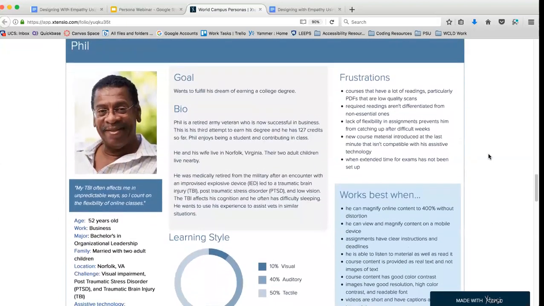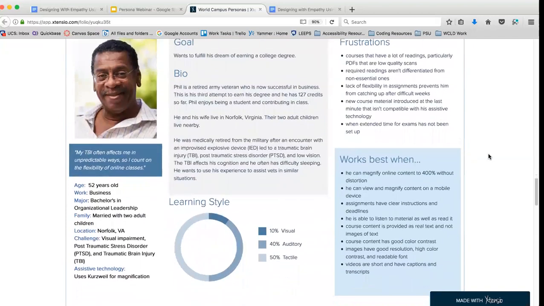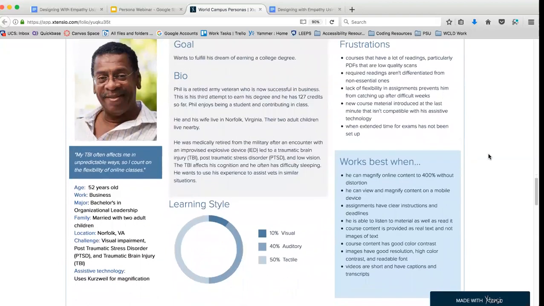Okay, this is Phil. He's a 52-year-old Army veteran, now in business. He's very determined to get a college degree. He had a medical release from the military after being injured by an IED. So now he has traumatic brain injury, or TBI. He also has post-traumatic stress disorder and low vision.